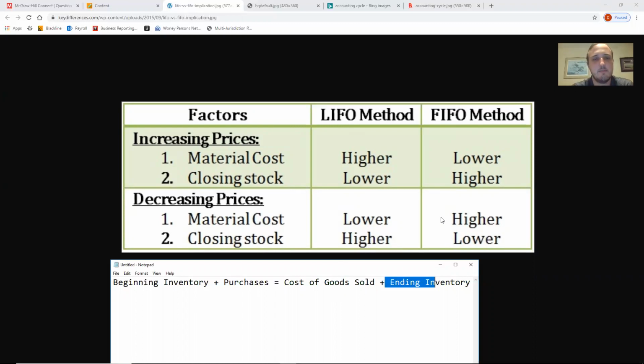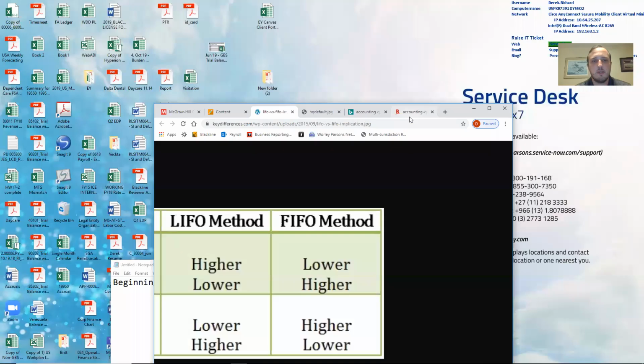And why is that? It's because in an increasing price situation, the last item you purchased is going to be the most expensive. And so when you make your entry to push from inventory into cost of goods sold, that amount's going to be higher. And then your ending inventory will be lower, and then you switch that for FIFO. Okay? So that's very important to remember as you go through and think of this.